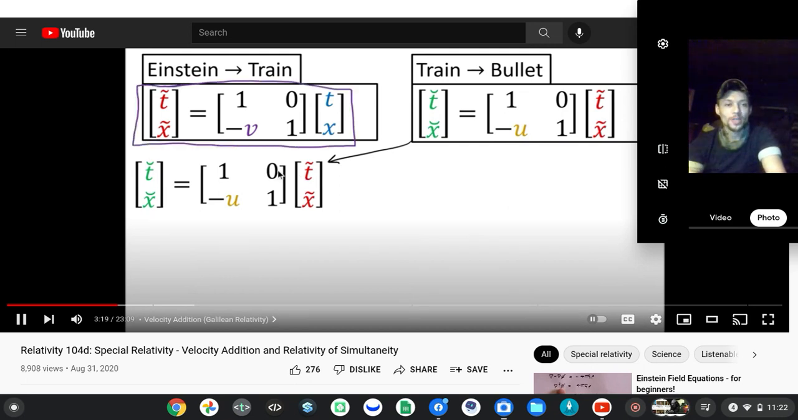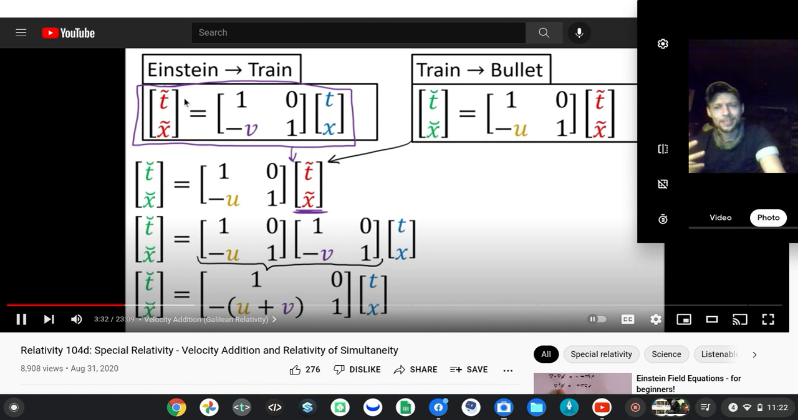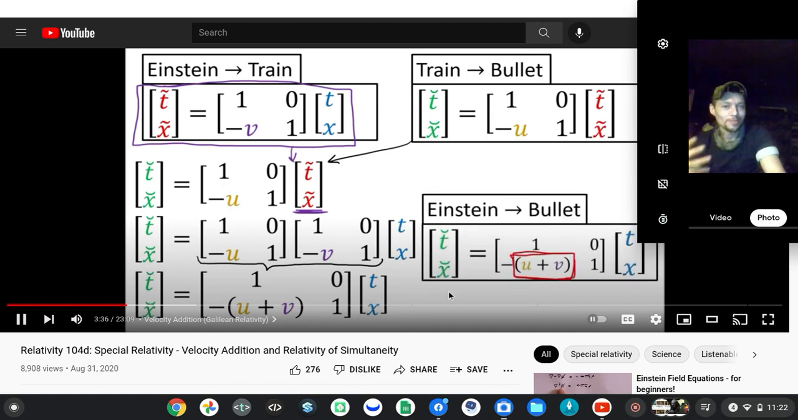We're talking about the matrix equation for the change in a column with t tilde and x tilde. Next, we can multiply the Galilean matrix with speed u and the Galilean matrix with speed v. The first system becomes the new Galilean matrix with speed u plus v. And this gives us the combined Galilean transformation that changes from Einstein's coordinates to the bullet's coordinates.